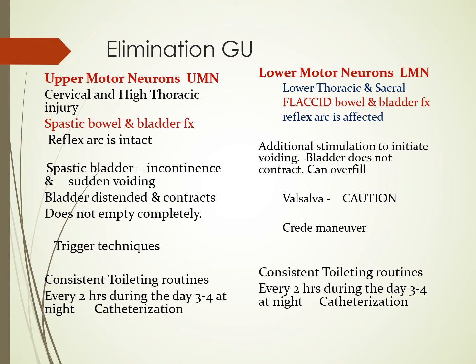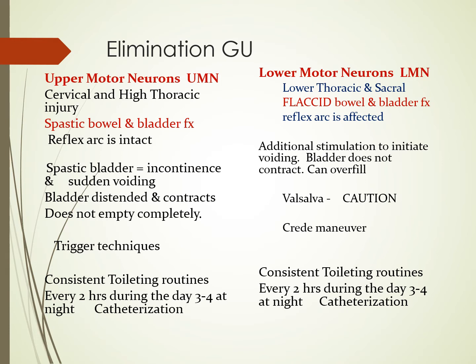With the lower motor neurons, it's kind of the opposite. That's where it's flaccid bowel and flaccid bladder. So there's no reflex arc there, and the bladder can become overfilled. If it does become overfilled, it harms the bladder. It also causes infection, and you can hurt the kidneys by refluxing back up into the kidneys. So there are ways you can help with that.